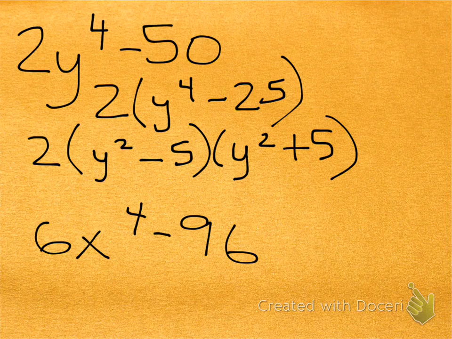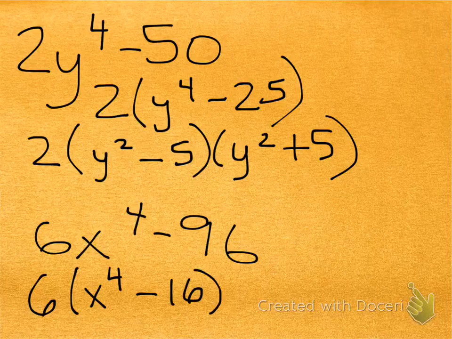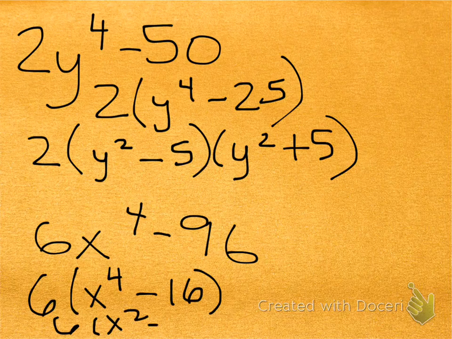And then the next one, they have a 6 in common, so we take out the 6. That leaves us with x to the 4th minus 16. 16 is a perfect square, so we can keep going. X squared minus 4 and x squared plus 4.